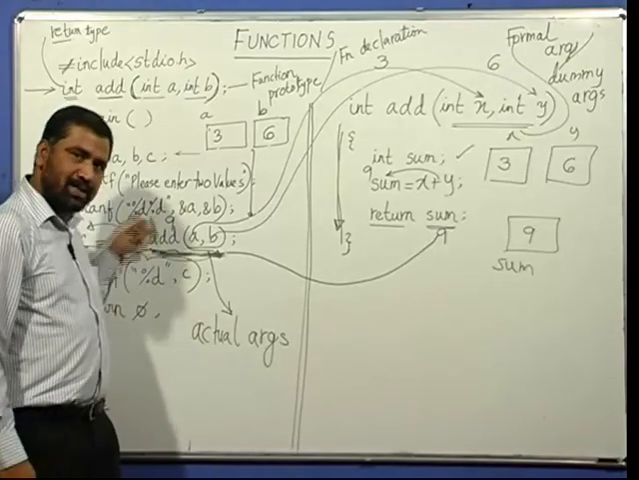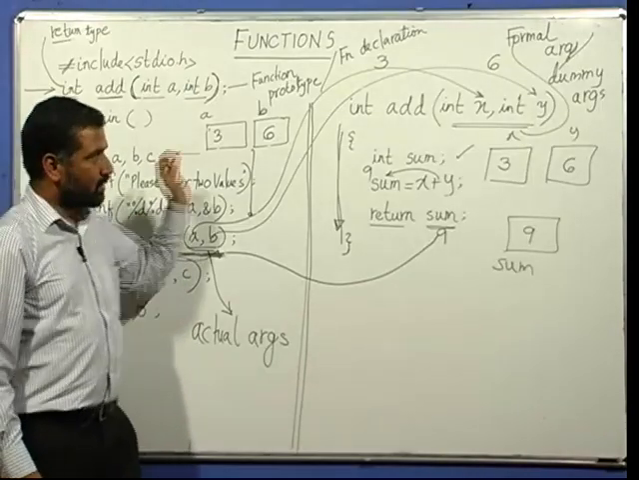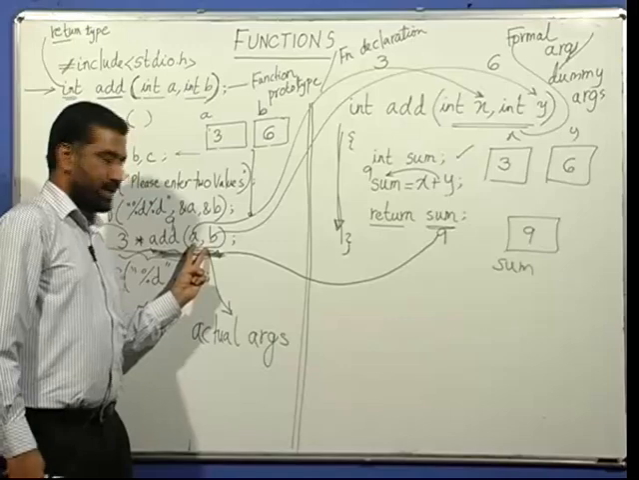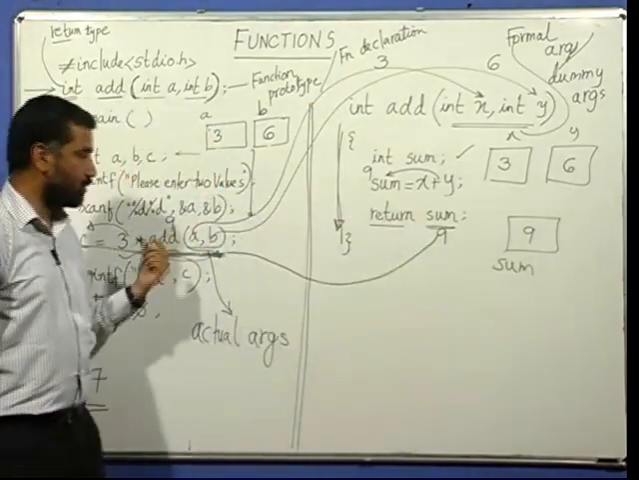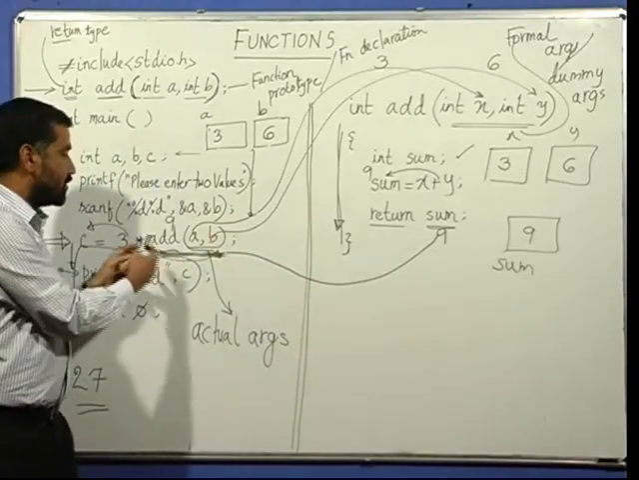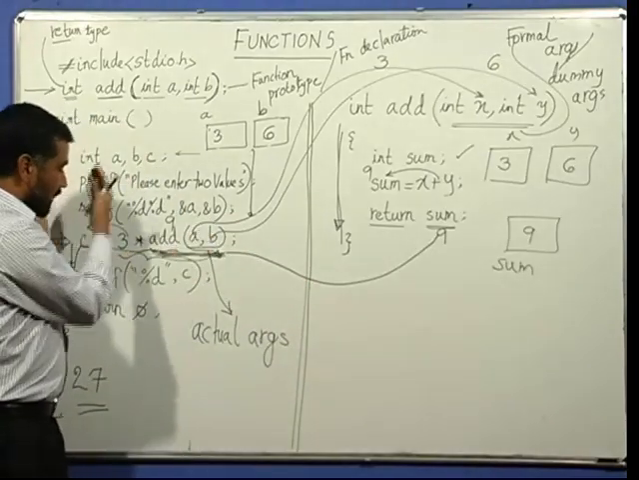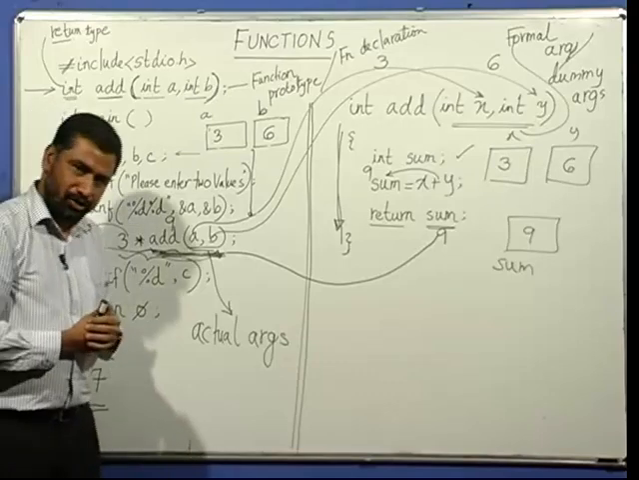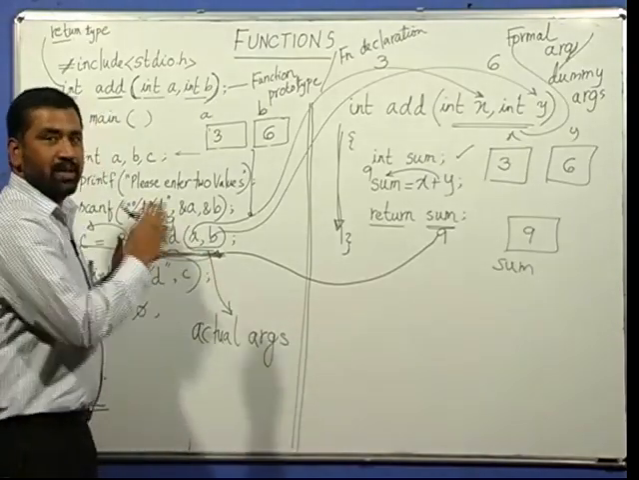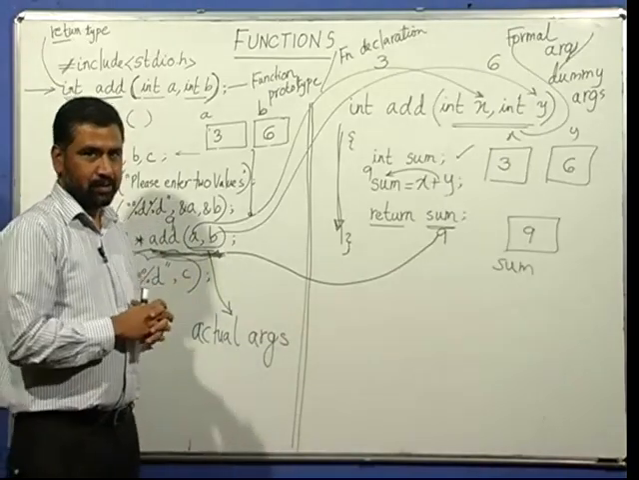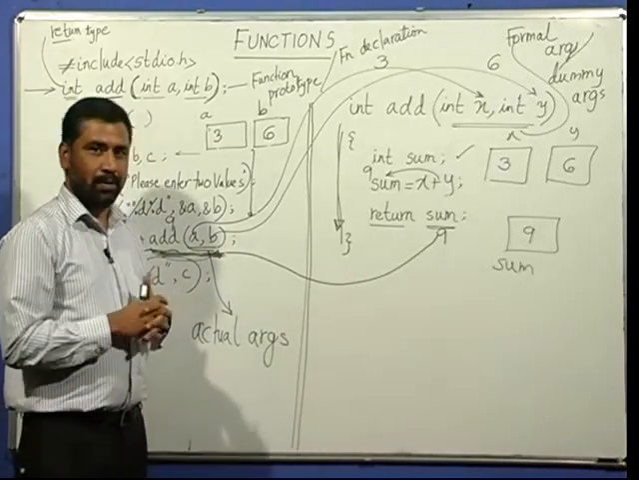In this particular case, the caller is the main function. It is calling the add function with the values. Those values get copied, the function works with them, and sends back a value. The value that is sent back is used in an expression like that, and the function continues. So these are the basic components or elements in a function mechanism.